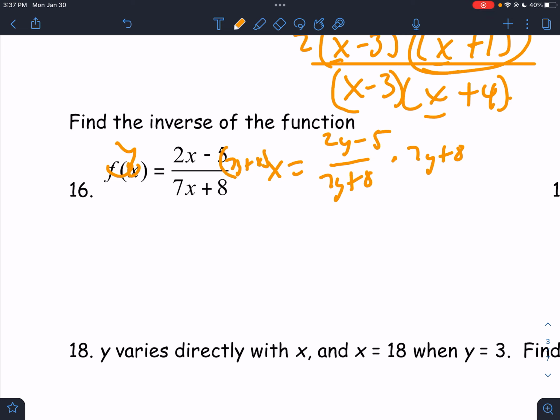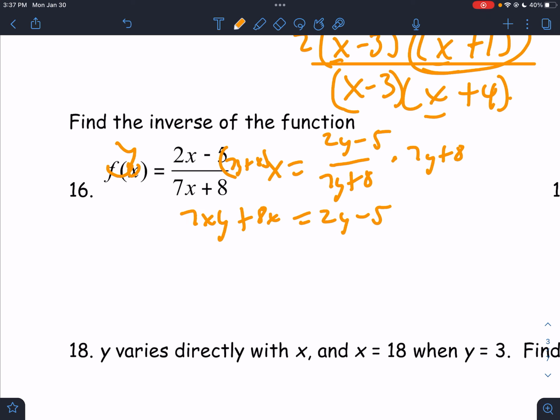And we're going to get, on this side, 7xy plus 8x. And then over here, it's going to cancel out. You're going to have 2y minus 5. This goes back to when we did logs. Remember when we had to solve those weird log problems?